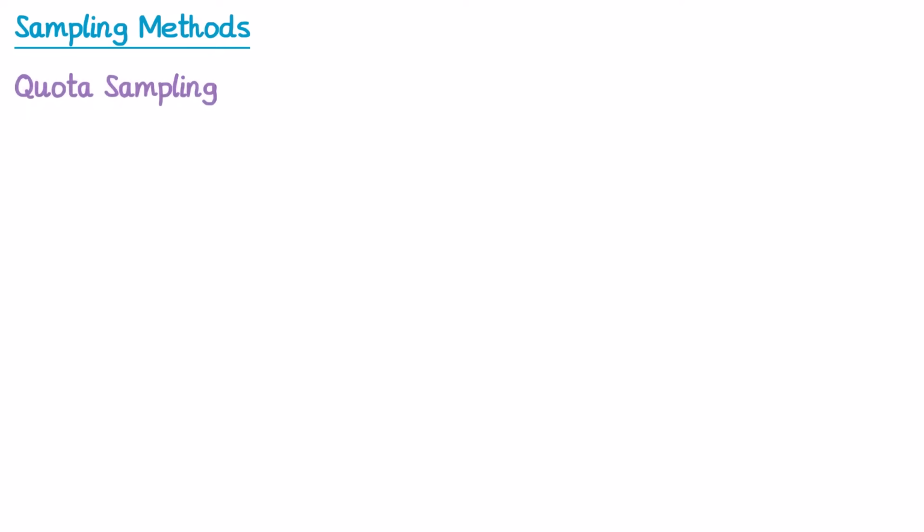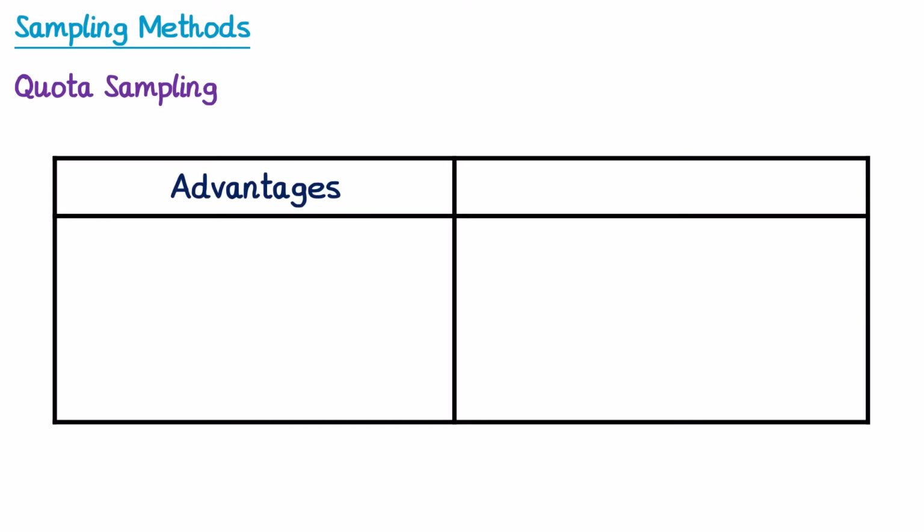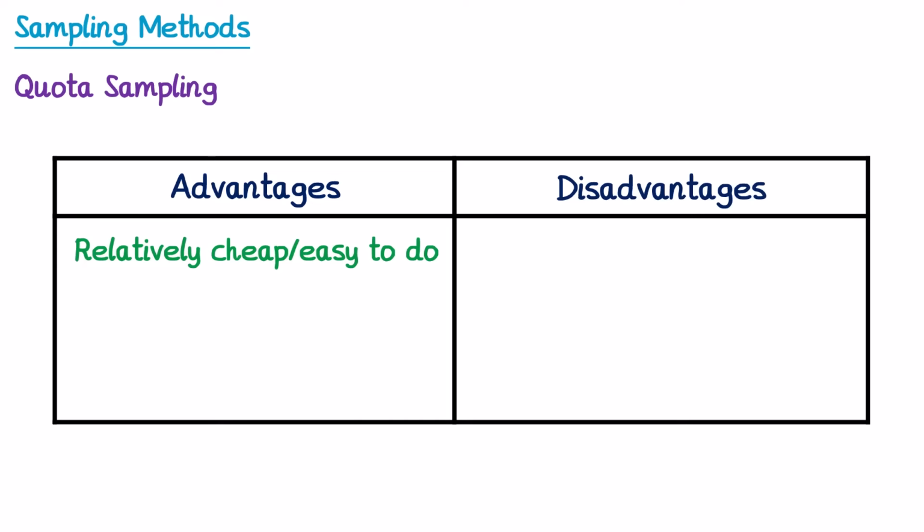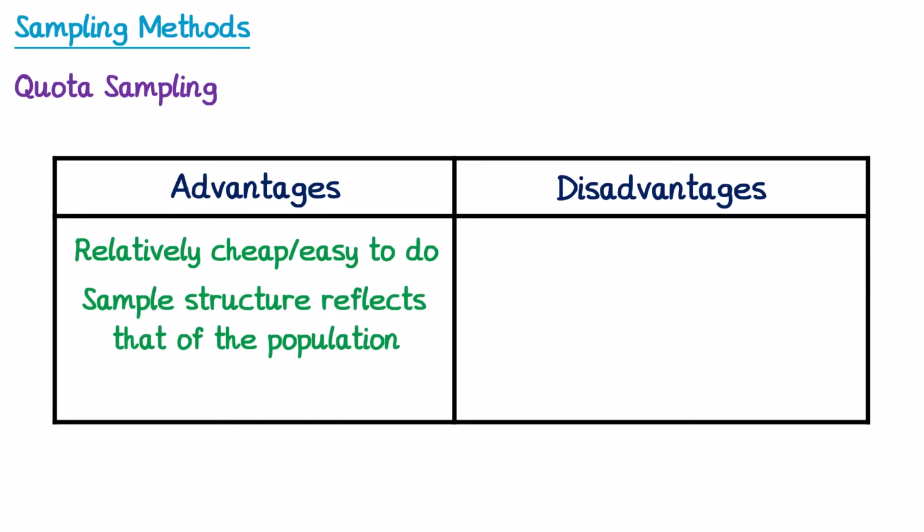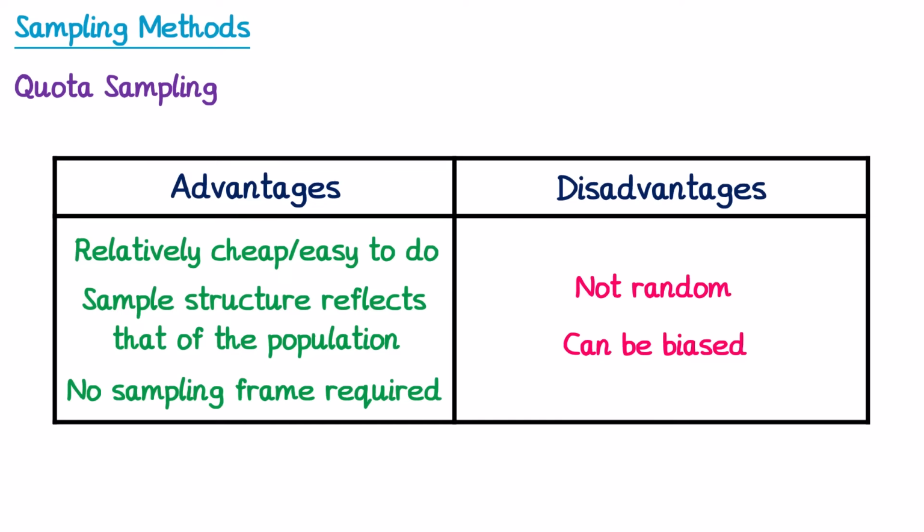Finally, for quota sampling, you need to know the advantages and disadvantages. In terms of advantages, it's relatively cheap and easy to do, much like opportunistic sampling. Additionally, it's possible to have the sample structure reflect that of the population, a bit like with stratified sampling, and this can sometimes be helpful. And since we're not randomly selecting any numbers, we don't need a sampling frame. In terms of disadvantages, well, just like opportunistic sampling, it's not random and can be biased.